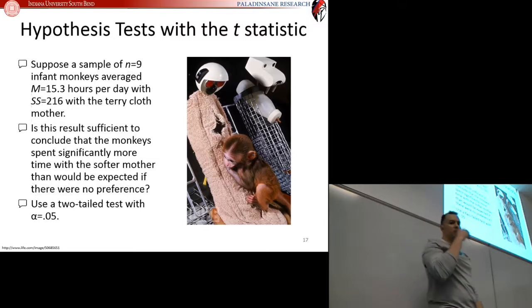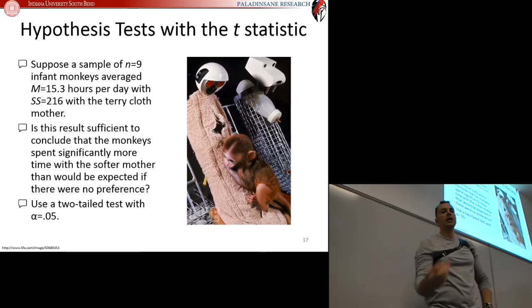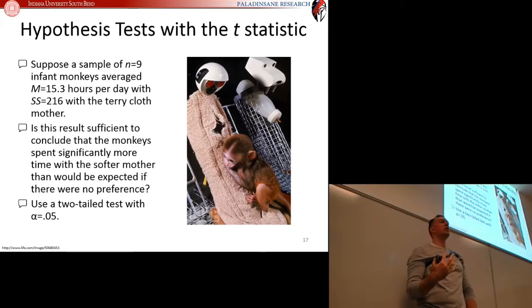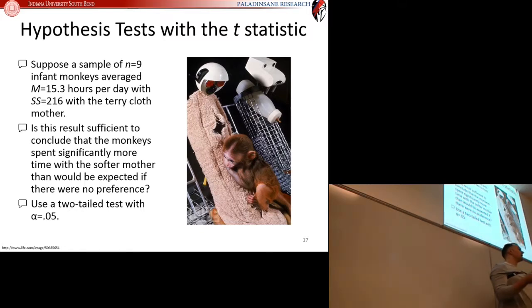All right, so suppose we have a sample of 9 infant monkeys. So we have 9 monkeys that we run this experiment on, and they average 15.3 hours per day with the terry cloth mother. Is this result sufficient to conclude that the monkeys spent significantly more time with the softer mother than would be expected if there were no preference? Another way of saying that is, is this difference sufficient to conclude that the population of monkeys prefers the terry cloth mother? That's what significant means. A significant difference means that what's true of the sample is also true of the population. So for this, we're going to use a two-tailed test with an alpha of 0.05.